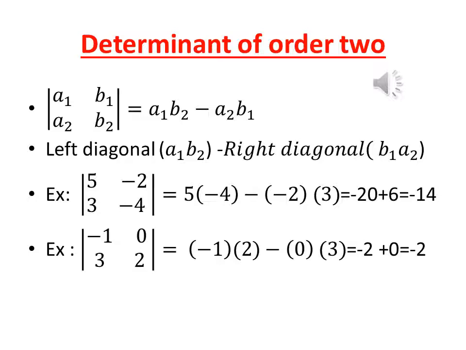Second example, we have a determinant of order 2. The first row is minus 1 and 0. The second row is 3 and 2. So what's the value of the determinant? Left diagonal minus right diagonal. The left diagonal is minus 1 times 2, minus the right diagonal, 0 times 3. We get the value minus 2.